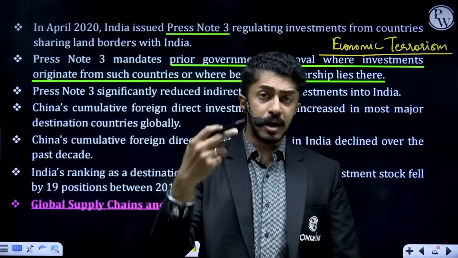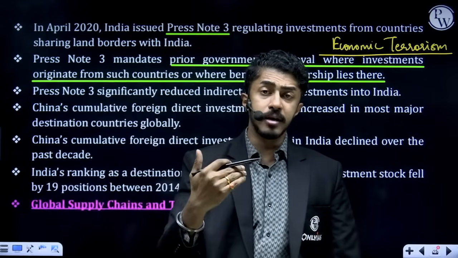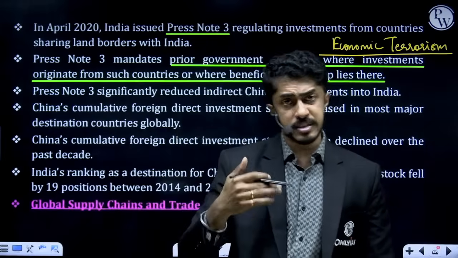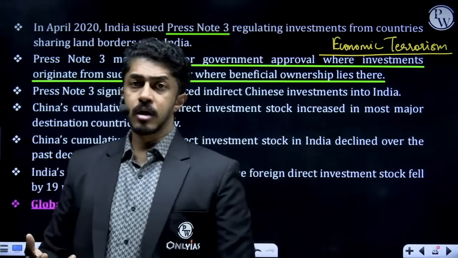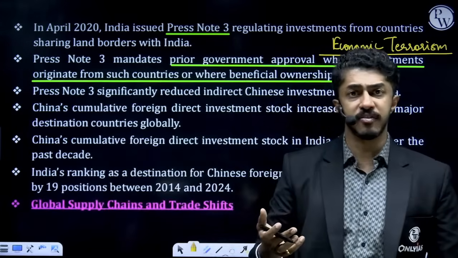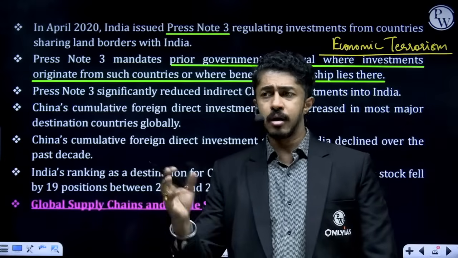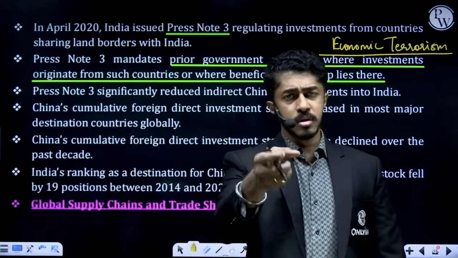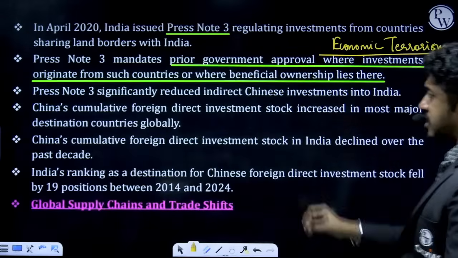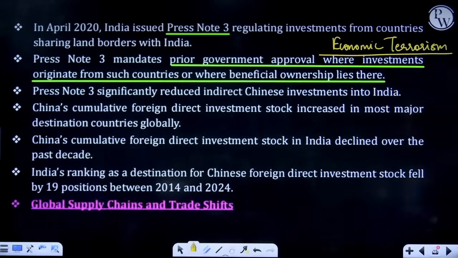Automatically, what will happen is it can literally lead to what? Domestic growth and India's credibility as an international player. So I need not actually burst bombs or I need not actually use AK-47 rifles. I can easily destroy India with the promise of investment and later pull it off. Got the point here? Press Note 3 significantly reduced indirect Chinese investments into India.